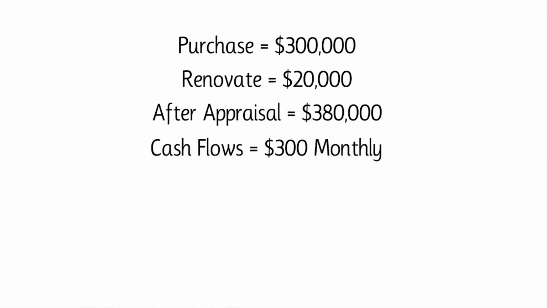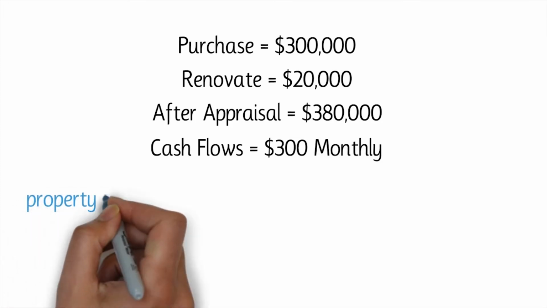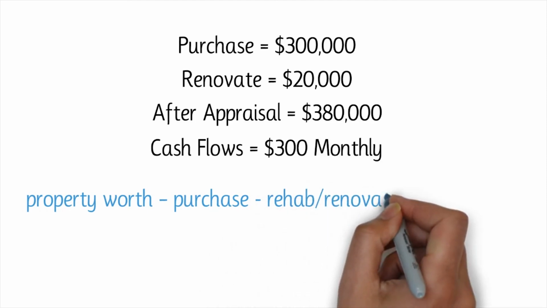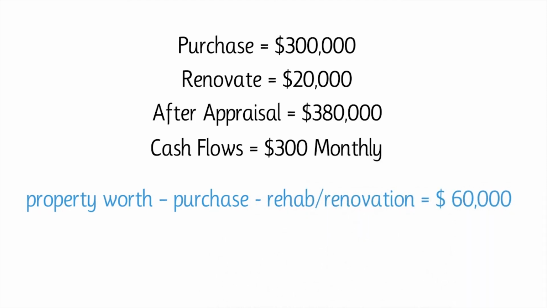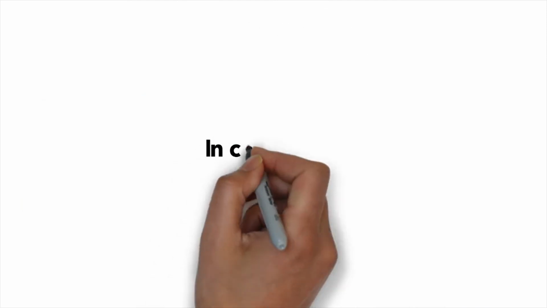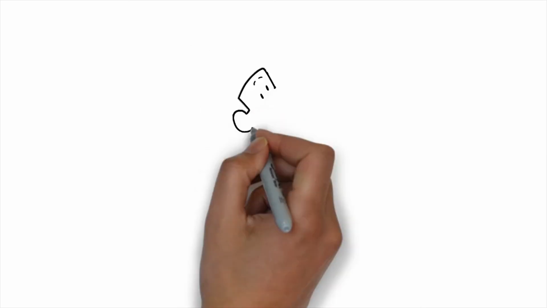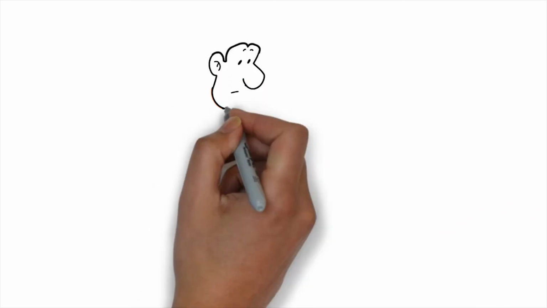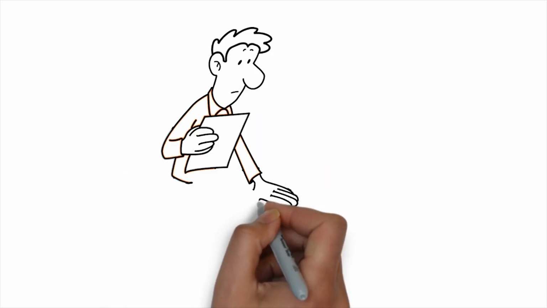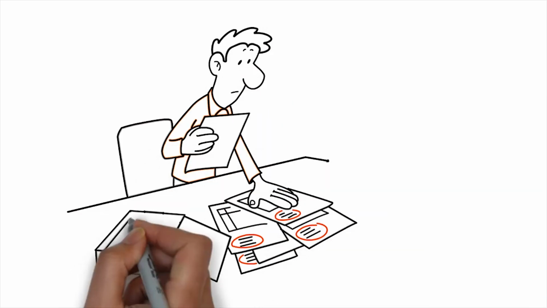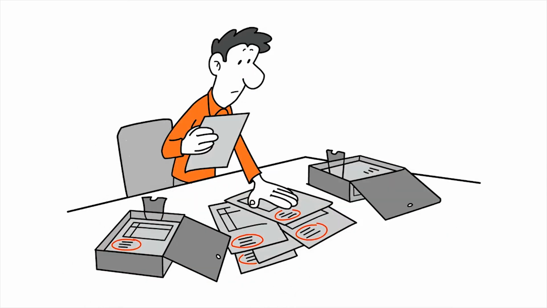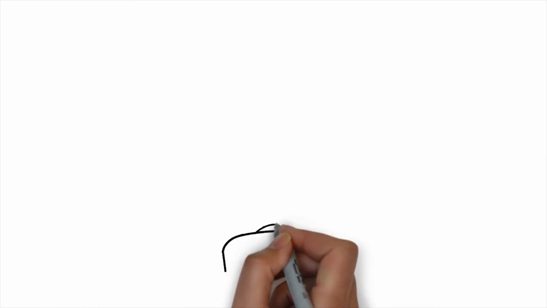To calculate your equity on the property will be the new property worth minus purchase minus rehabilitation or renovation equals $60,000. In conclusion, everybody starts from somewhere. First, understand the risk level and your comfort zone. The first thing that holds people back is fear, while the other one that leads most people astray is greed.